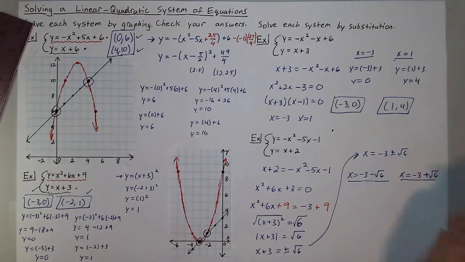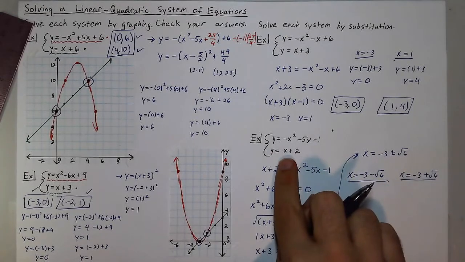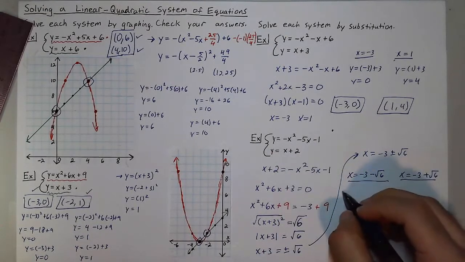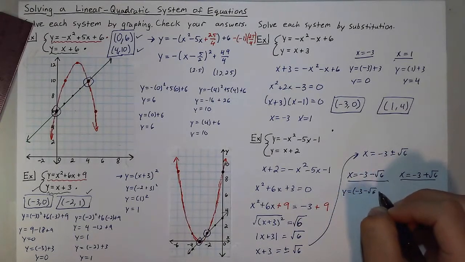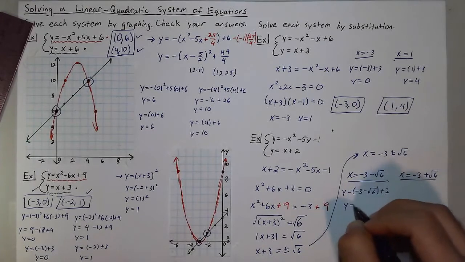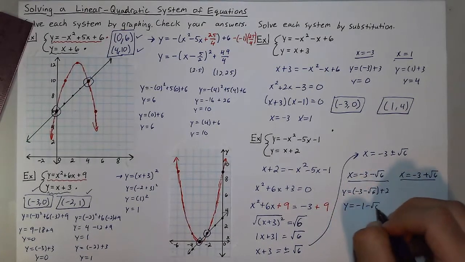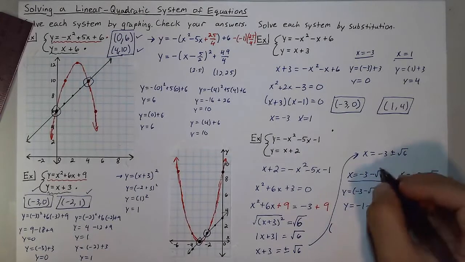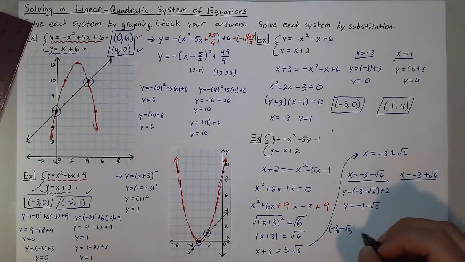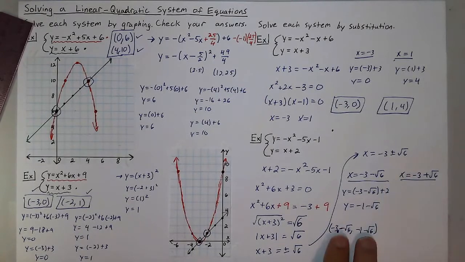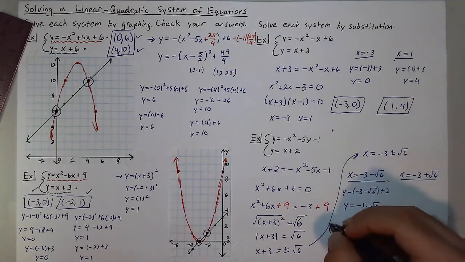Now, I want to find the y value solutions as well, so I'm going to use that bottom equation. So I get y is equal to negative 3 minus the square root of 6 plus 2. So y is equal to negative 1 minus the square root of 6. So one solution would be negative 3 minus the square root of 6, comma, negative 1 minus the square root of 6. So even though there's two terms to those numbers, those are just one number and one number. So that's one solution.